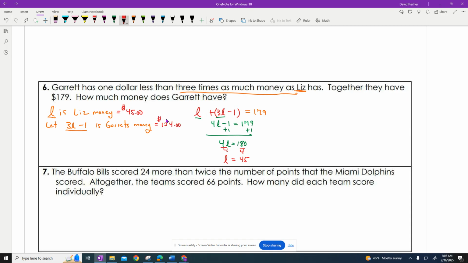And put a dollar sign. Alright? Almost done. Two more problems.